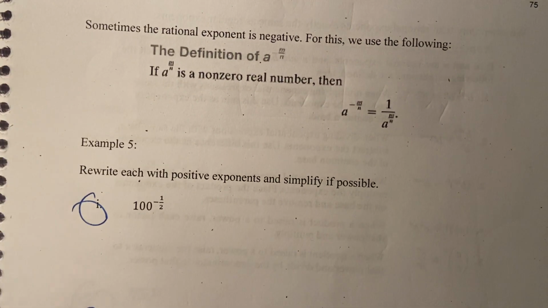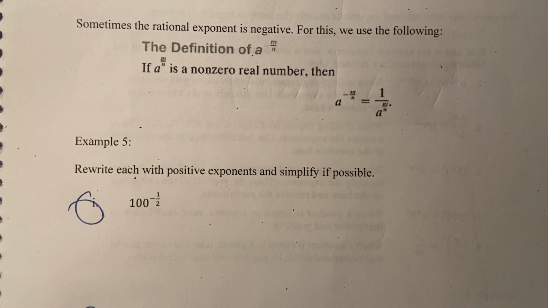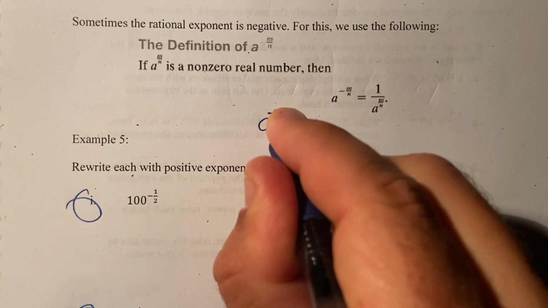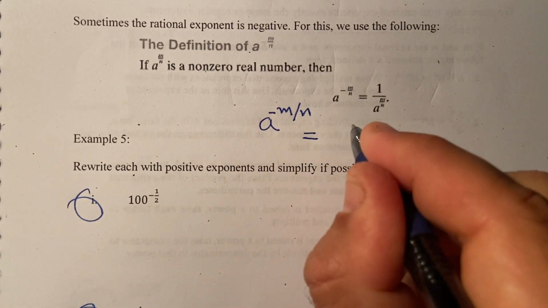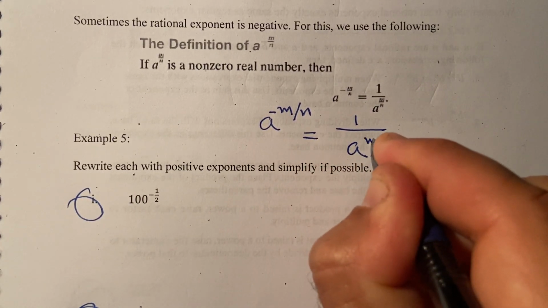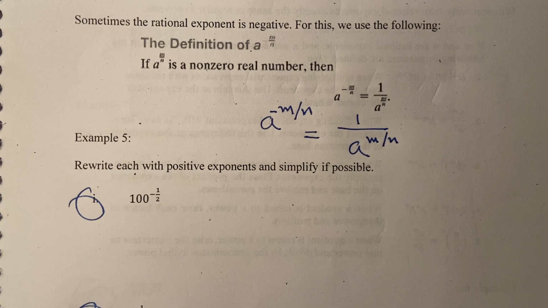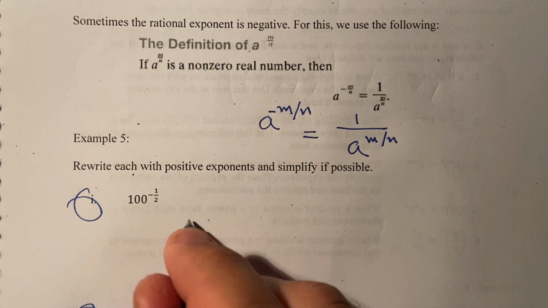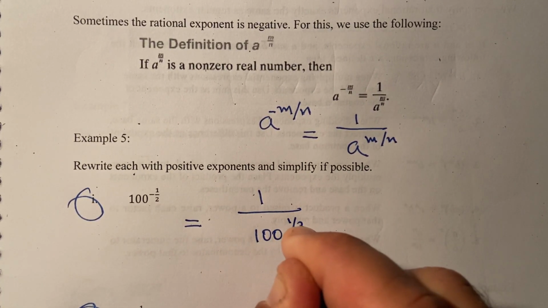So what about negatives? So that's one type that we haven't talked about yet. So what this is saying is if you have a to the negative m over n, then that's actually the same as 1 over a to the positive m over n. So if I have 100 to the negative 1/2, this would be the same as 1 over 100 to the positive 1/2.